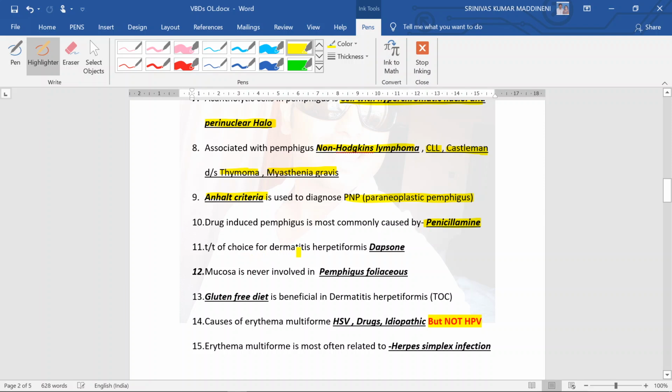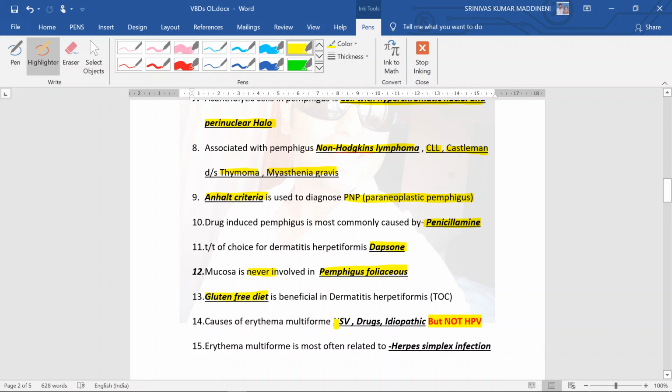Treatment of choice for dermatitis herpetiformis is dapsone. But be careful, if in the options there is gluten-free diet, then it will be the answer, a better answer compared to dapsone, because dapsone we can say is a drug of choice. Mucosa is never involved in pemphigus foliaceus.